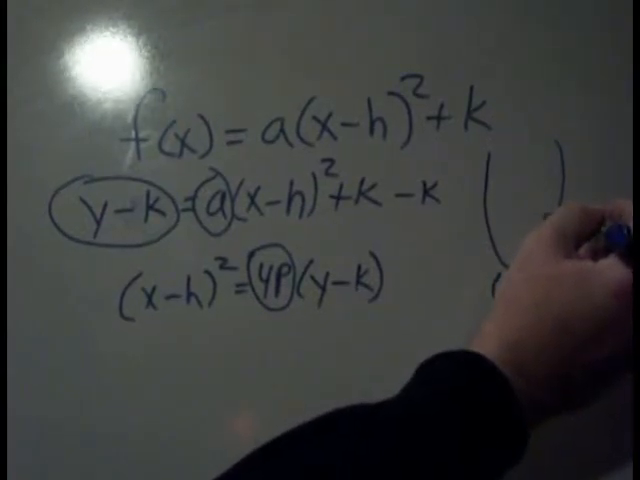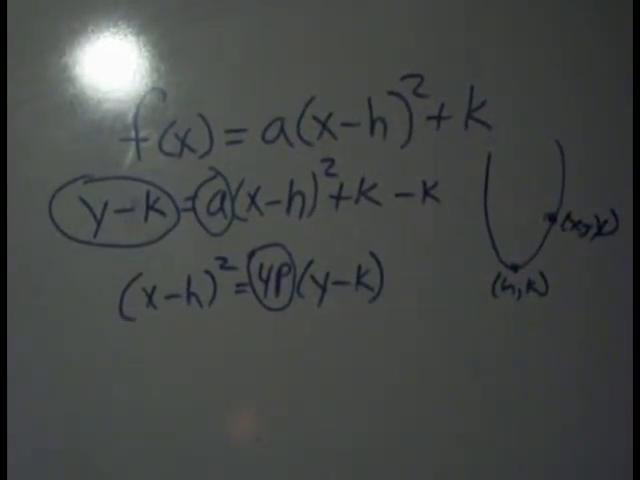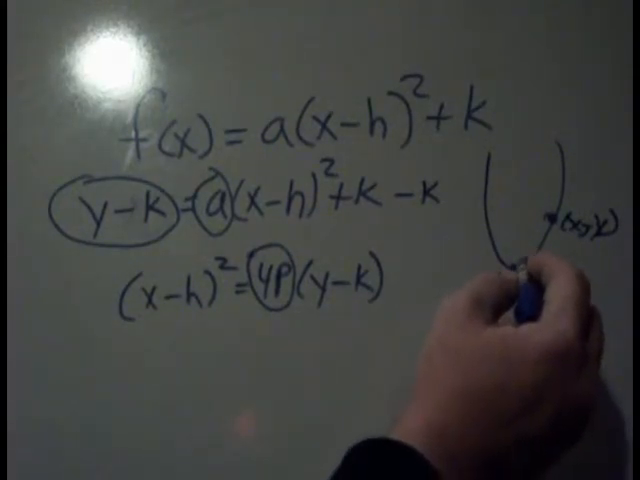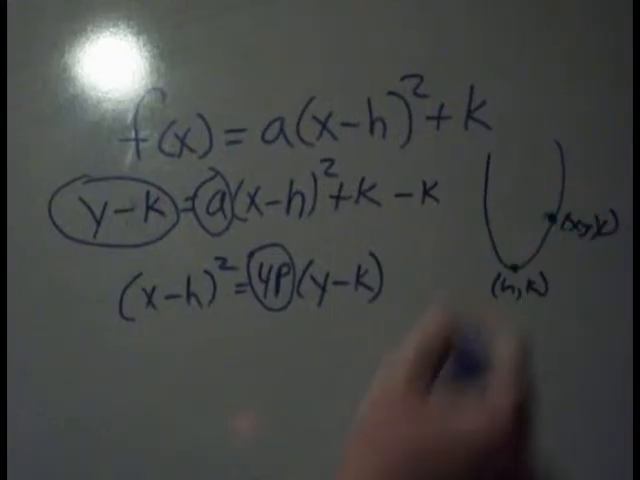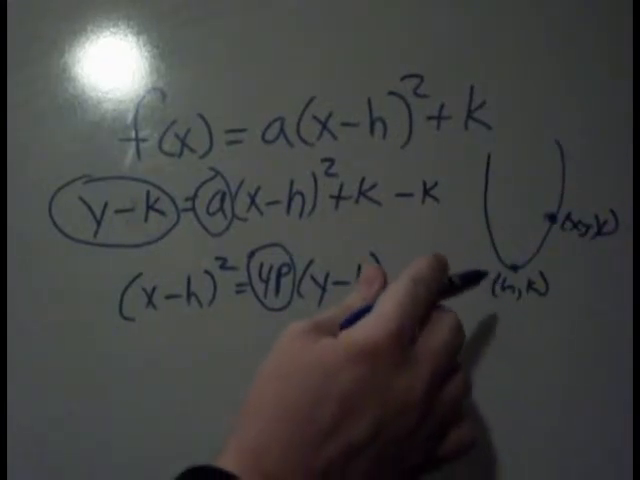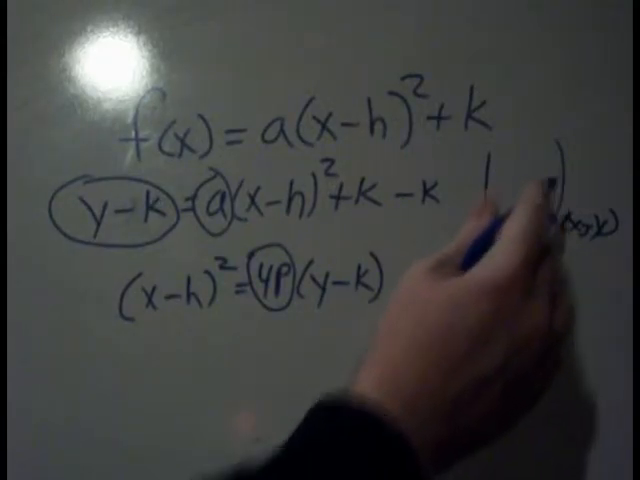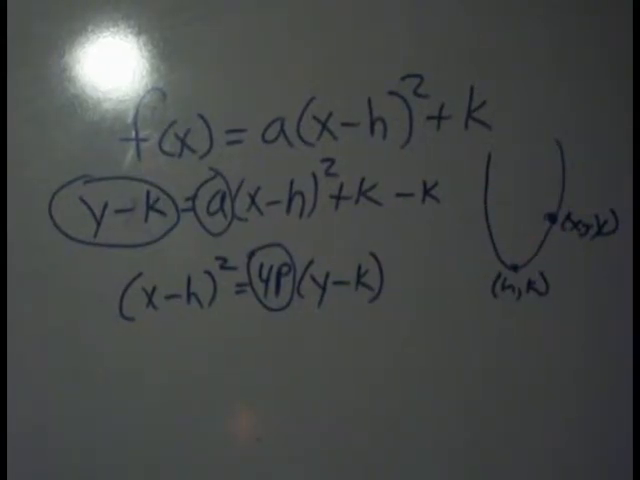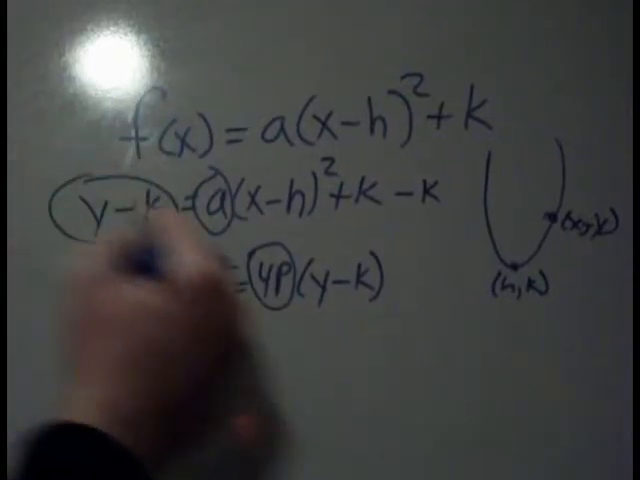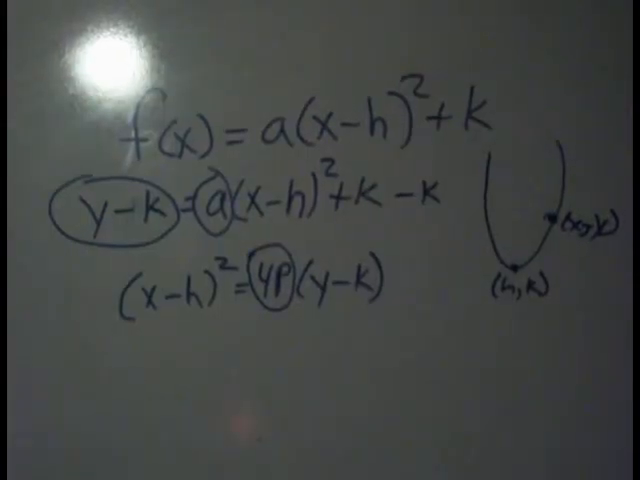I know my writing's a little sloppy, but there you go. Anyway, if you want to know the distance between here and here, you would subtract h from x. And that's how you know the distance from here to here. And that's where you get that from. See what I mean? And that's why I showed you all this. So this equation didn't just come out of thin air.